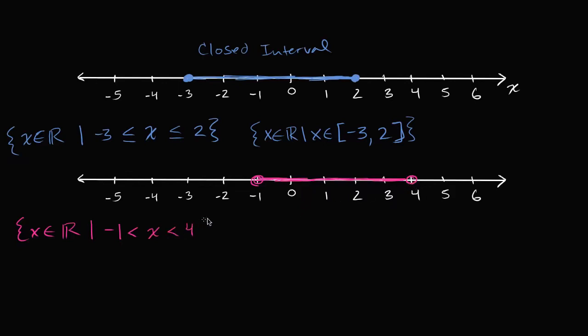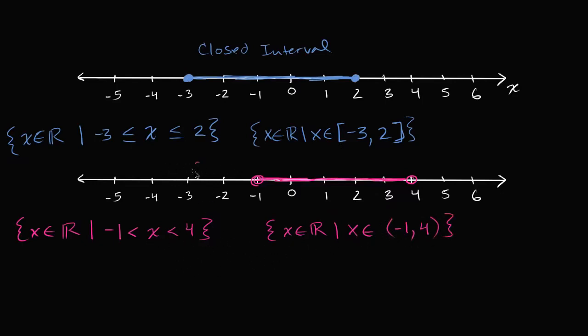4 is not included. So that's one way to say it. Or another way, I could write it like this. X is a member of the real numbers such that x is a member of, now the interval is from -1 to 4, but I'm not going to use these brackets. These brackets say, hey, let me include the endpoints, but I'm not going to include them. So I'm going to put the parentheses right over here. Parentheses. So this tells us that we're dealing with an open interval.